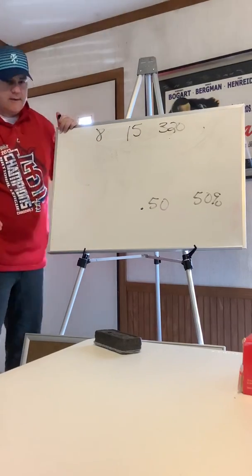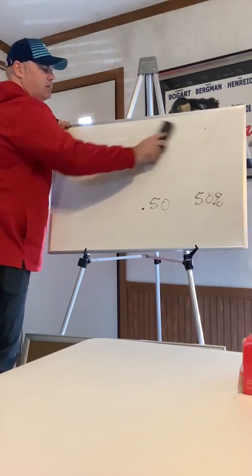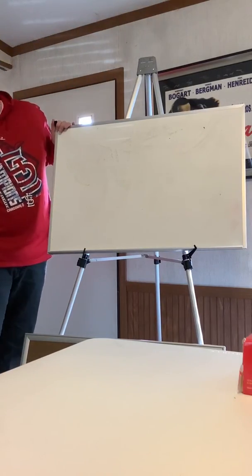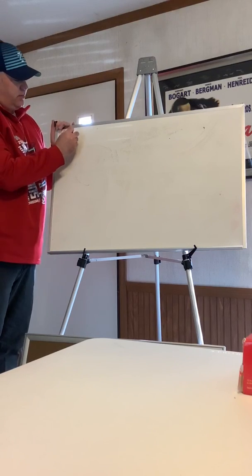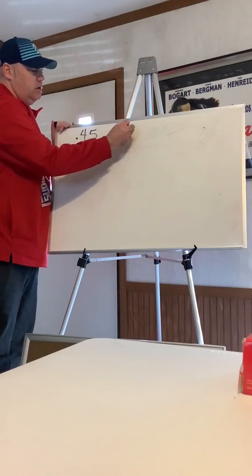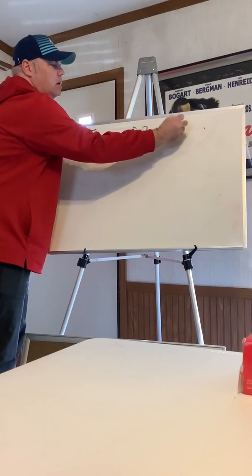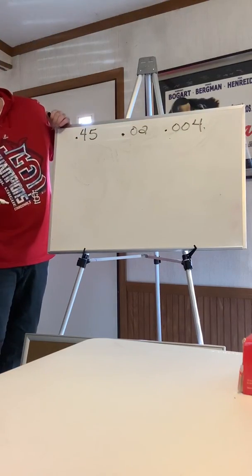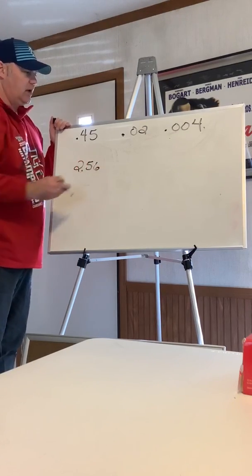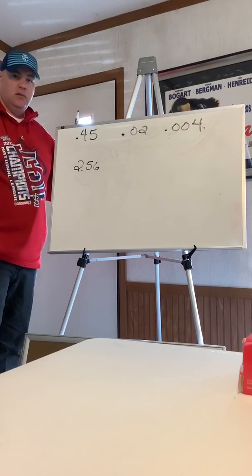So 50 cents, to make that a percentage, I move the decimal 2 times to the right. So let's do that again. Already, I can tell I'm still going to misplace my eraser everywhere. Let's look at a couple other ones besides 50 cents. So I've got 0.45, 0.02, 0.004, and 2.56. These are all ones that have decimals, and we need to put them in percent form.